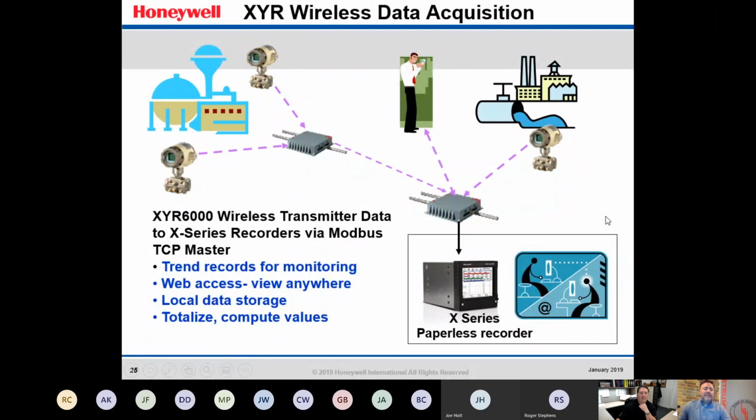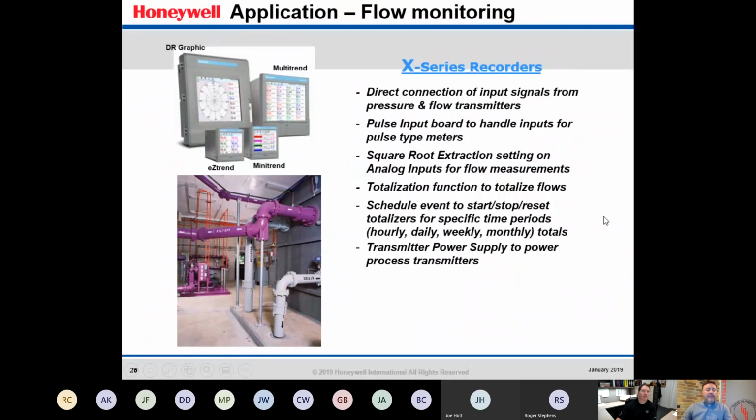Flow applications, this is kind of a no-brainer. Any type of application that has a transmitter with flow. It can be a mag meter, an ultrasonic meter, a DP transmitter, a lot of different other types of metering like pulse inputs or pulse transmitters. It also does square root extraction.